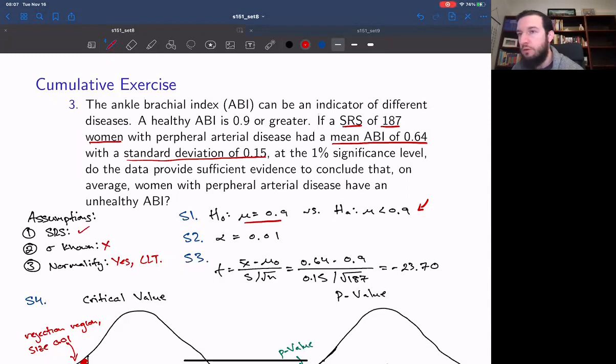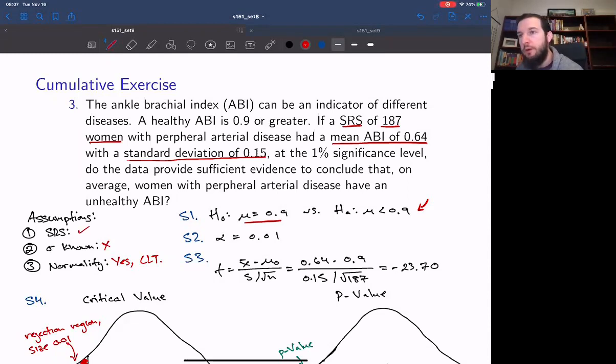The last thing is that we don't know the population standard deviation. So therefore we are going to use a T value. And this is the same logic or the same rule that we use with the confidence intervals. So the interval and the test share the same decision-making process in terms of whether you use a Z score or a T value.